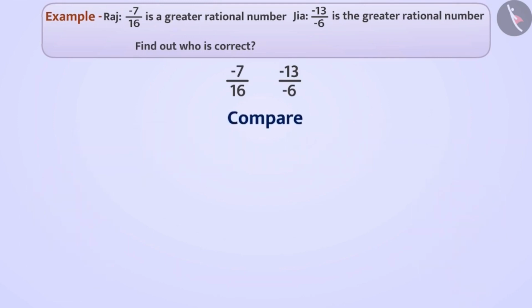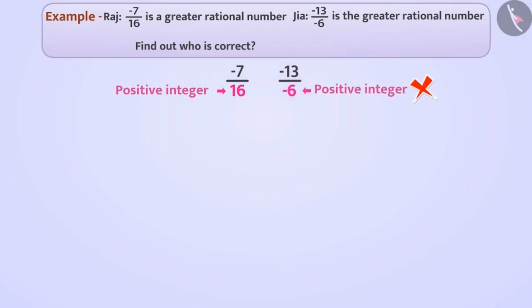First, we will convert the denominators of both rational numbers into positive integers, which helps us in understanding whether the rational number is positive or negative. Here, the denominator of minus 7 by 16 is already a positive integer, but the denominator of minus 13 by minus 6 is not a positive integer. Can you tell what you have to do to convert this into a positive integer? Think for a while.